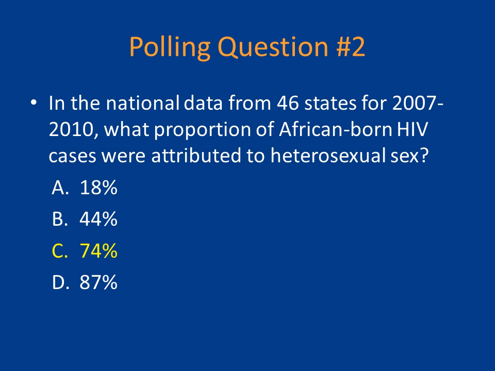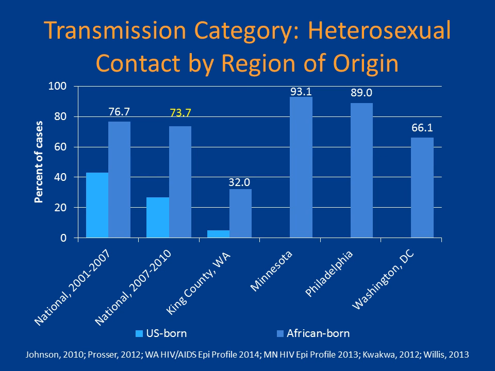This next figure shows the proportion of cases reported in each of these areas with heterosexual contact as their transmission category by region of origin, but unfortunately I didn't have US-born numbers for some of these areas. You can see that across the board, both in the national data that have been looked at and from other local areas, a large proportion of African immigrant cases are thought to have acquired HIV through heterosexual contact. King County data is a little bit of an outlier here, primarily because many of our cases are categorized as having no identifiable risk, but we do believe that many of those cases acquired HIV through heterosexual contact.